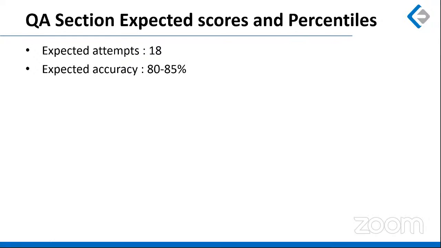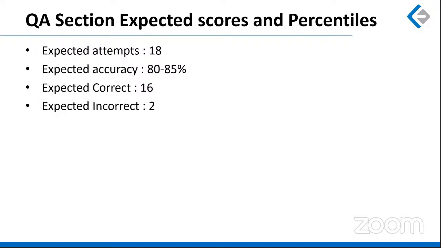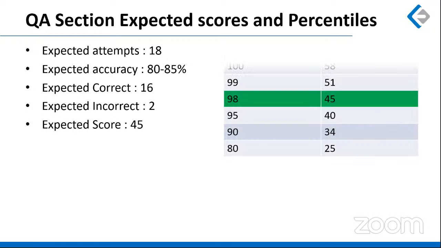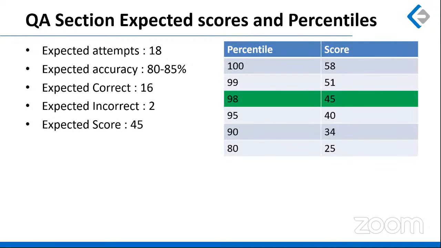18 attempts, maybe 2 or 3 wrong, 16 correct, 2 incorrect, could give you somewhere around a score of 45. A score of 45 should be achieved for a 98 percentile. If 98 percentile is what you're targeting, you should have reached a score of 45 in this paper.